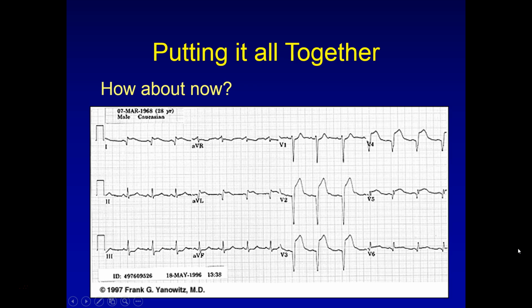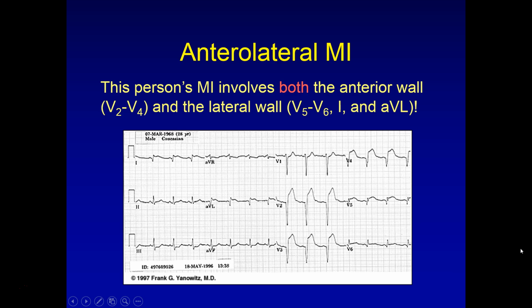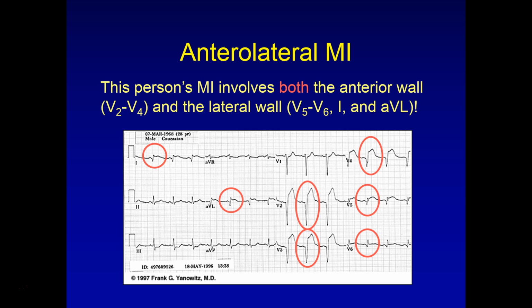Okay, let's take a look at this one. Give you a moment to see if you can spot ST elevation. There we go. They were just about everywhere. You could see it in the anterior wall and the lateral wall. So that's considered an anterior lateral wall MI.